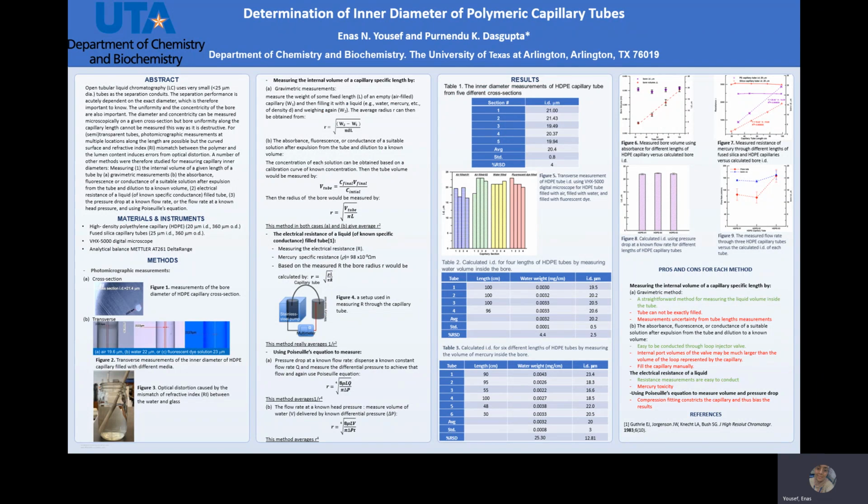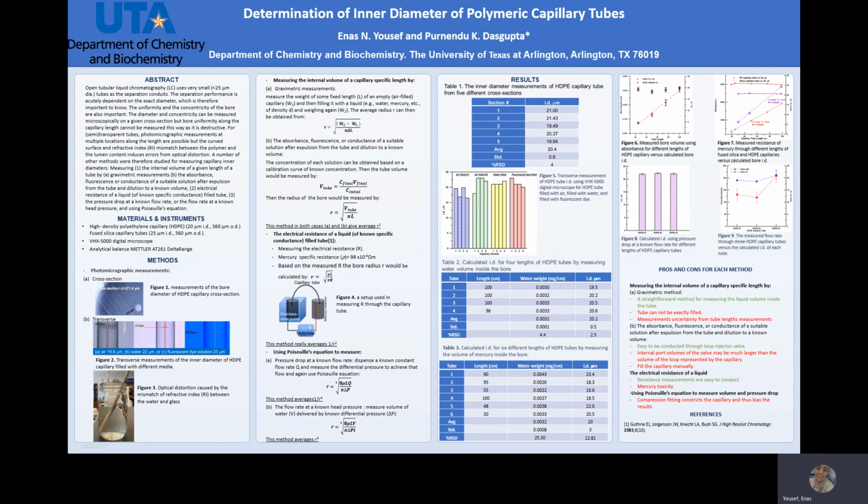Polymer capillary tubes with inner diameter less than 25 micron are used in open tubular systems as separation conduits. The separation performance depends on the exact diameter of the capillary tube. So it's really important to determine the tube inner diameter, which can be done microscopically on a specific cross section, but uniformity along the capillary tube cannot be measured this way since it's a destructive method, usable only for semi-transparent capillary.